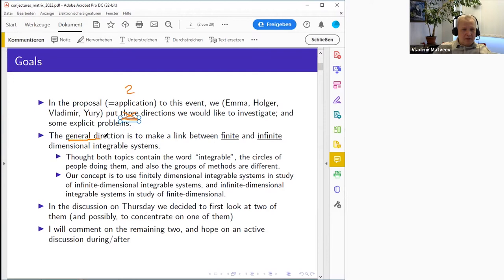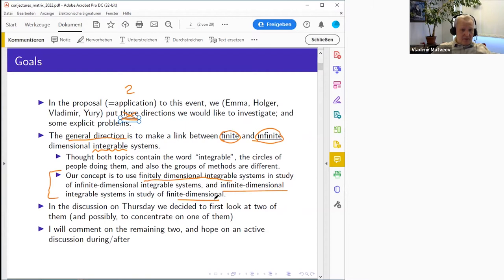It is to make a link between finite and infinite dimensional integrable systems. Both have the word integrable inside, but they are actually studied by separate methods and separate people. So one general concept of the meeting is to combine the sciences: to use finite dimensional integrable systems in the study of infinite dimensional cases, and vice versa, infinite dimensional integrable systems in the study of finite dimensional integrable systems.